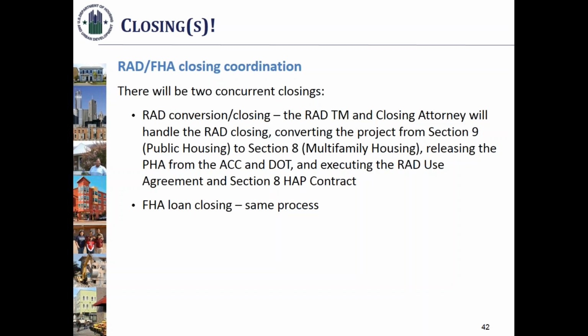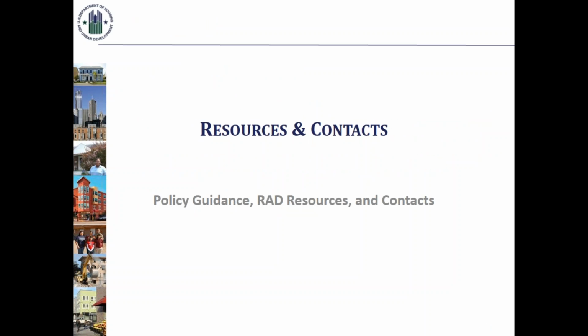And the declaration of trust, which is essentially what's currently preventing them from going out and getting debt and equity. And they'll be executing the RAD use agreement and the Section 8 HAP contract. And then our FHA loan closing will be happening at the same time, and that's basically the same process that you're used to. But your TM may be in touch, and if they need anything, get them what they need, and likewise.